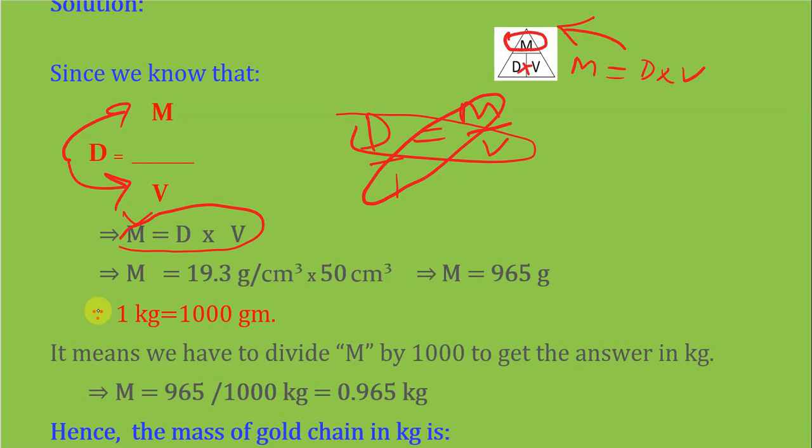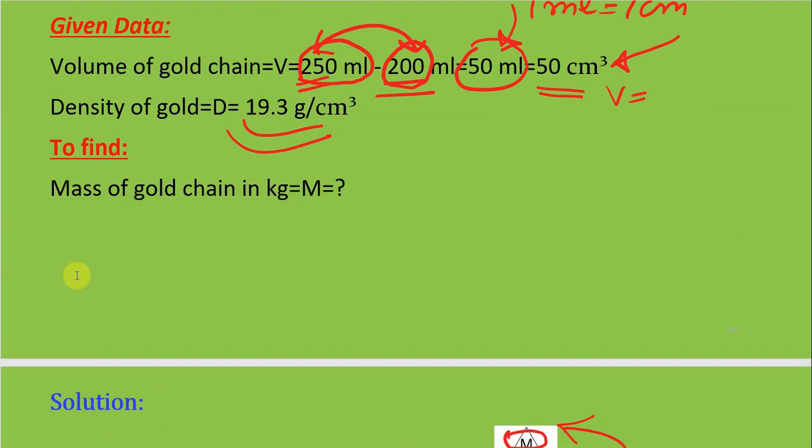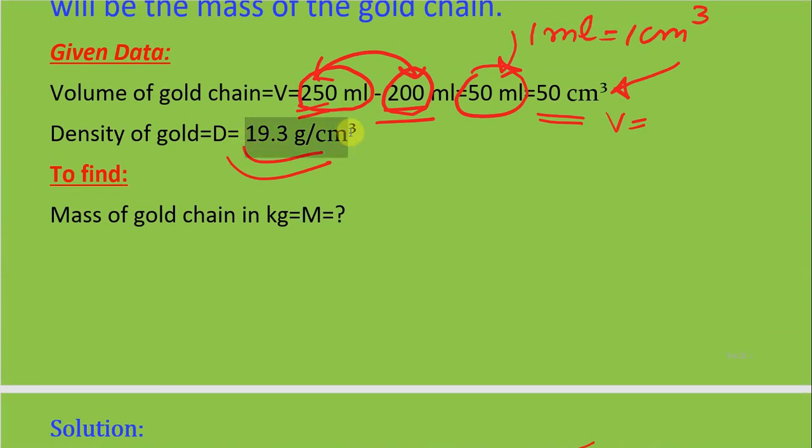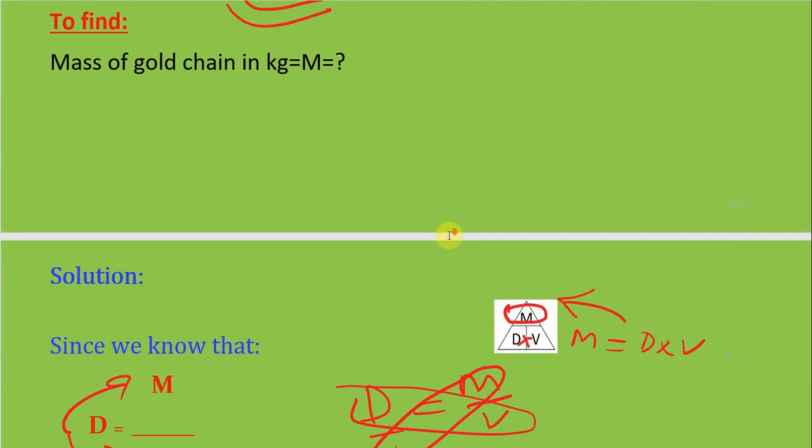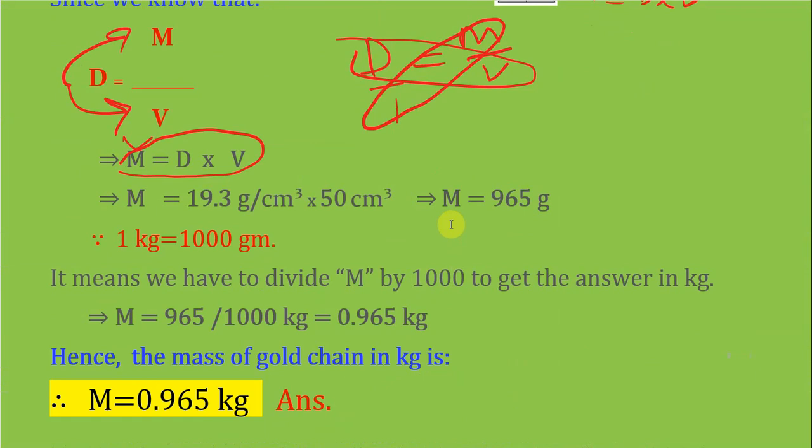So now just replace the values. Density is already given. If you check, density was 19.3 here, and volume we have already calculated as 50 cubic centimeters. So we will just replace the values. Density is 19.3 and volume is 50. Multiplying the two terms together, we will get mass 965 gram. You can use your calculator and you will get that answer.